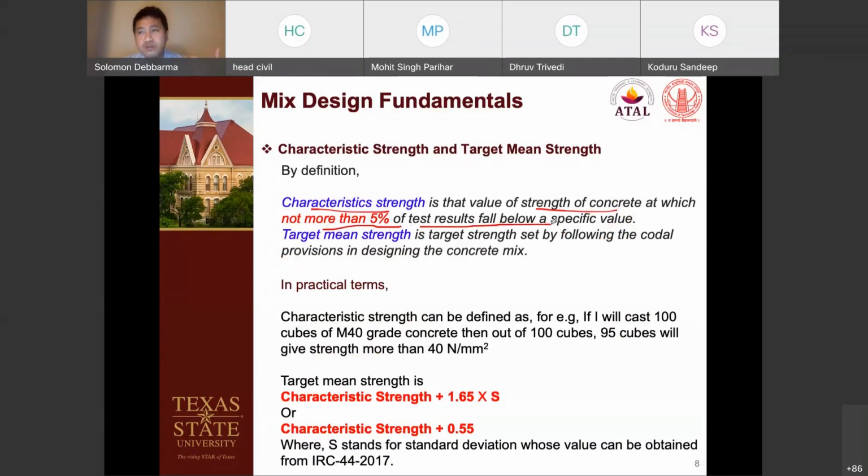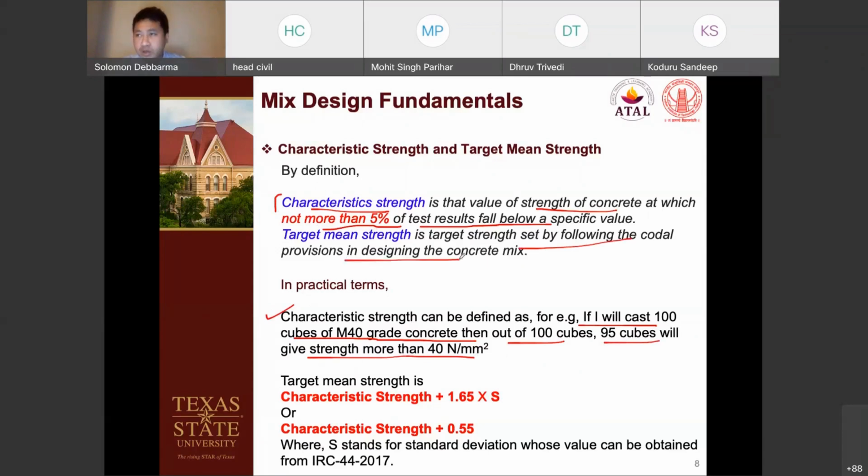In statistical analysis, the repeatability of any test depends upon a 95% confidence or 95% significance level, which means that 95% of the tests will fall above the specified limit, whereas 5% are expected to fail. For example, if I cast 100 cubes of M40 grade concrete, then out of 100 cubes, 95 cubes will give strength more than 40 Newton per mm square, which means that 5 cubes will not achieve 40 Newton per mm square. This is known as the characteristic strength. In ACI, characteristic strength is known as the specified strength, right? And the target mean strength is the target strength set by the codal provisions in designing the mix.